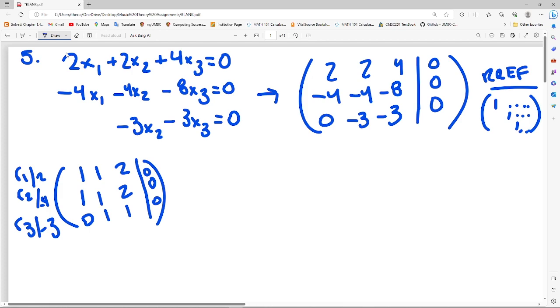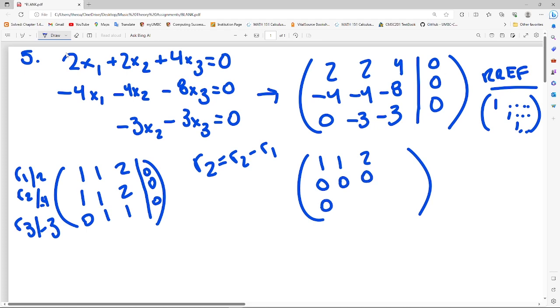So we see that we have 2 of the same rows. And what we can do is take row 2 equals row 2 minus row 1. We get 1, 1, 2, 0, 0, 0, and 0, 1, 1. So what we have here is a row full of zeros. And that's what we call a free variable. That's a free variable right there. That essentially means it can be any value.